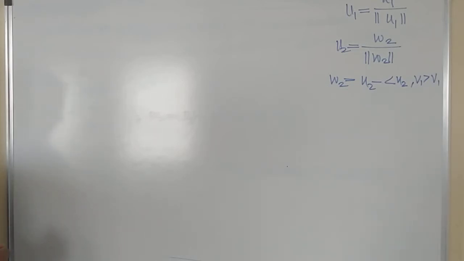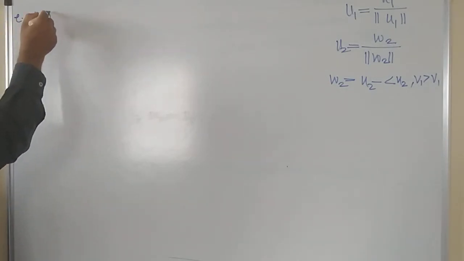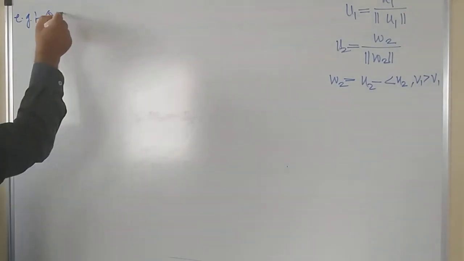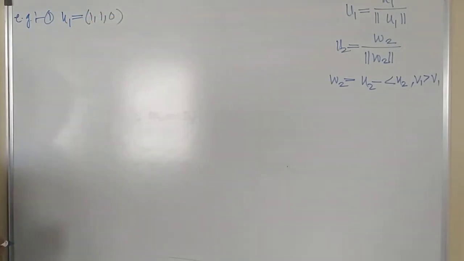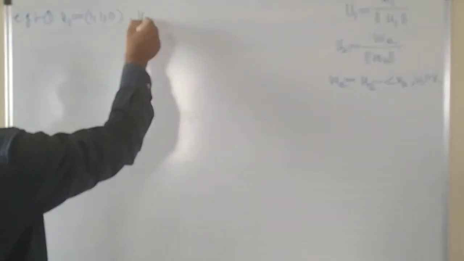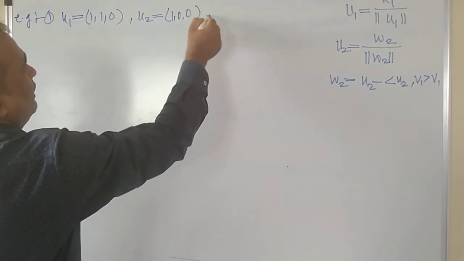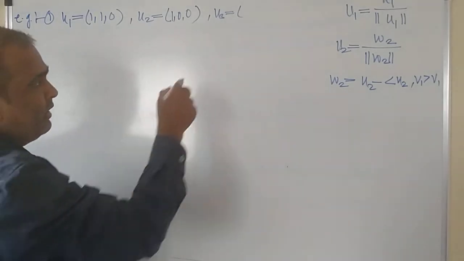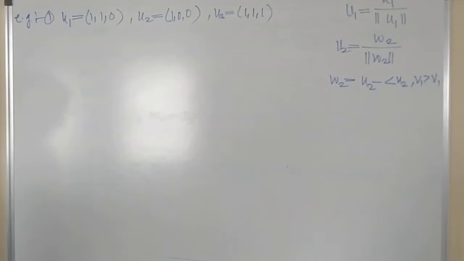Apply the Gram-Schmidt orthogonalization process to the vectors. The first example: u1 is equal to (1, 1, 0), the second vector u2 is equal to (1, 0, 0), and the third vector u3 is (1, 1, 1).